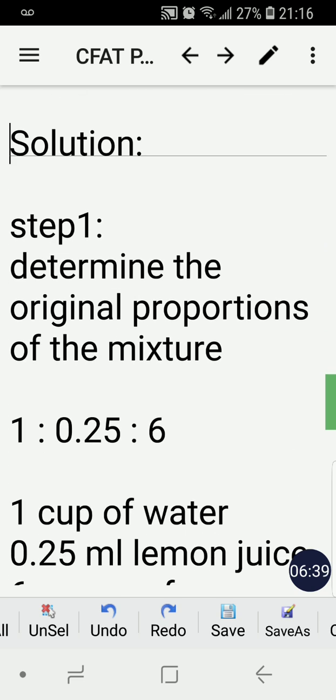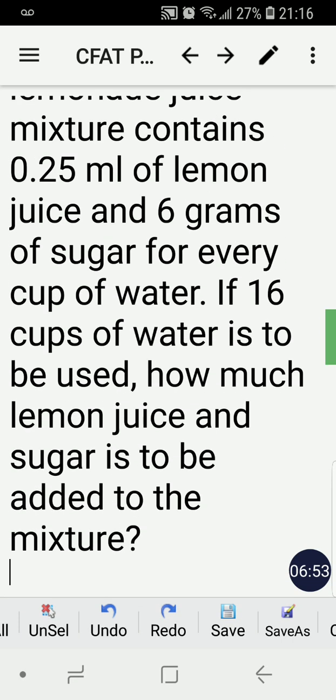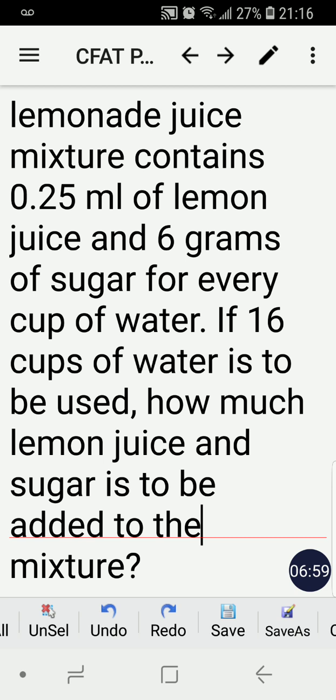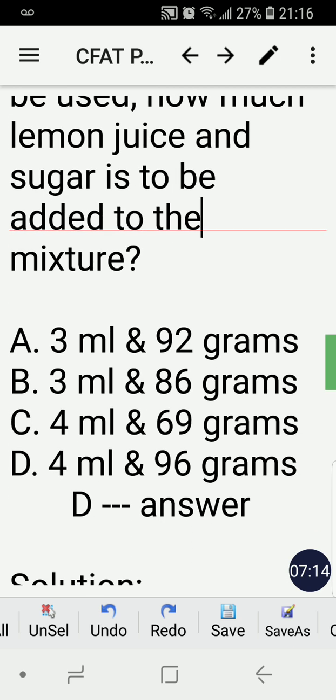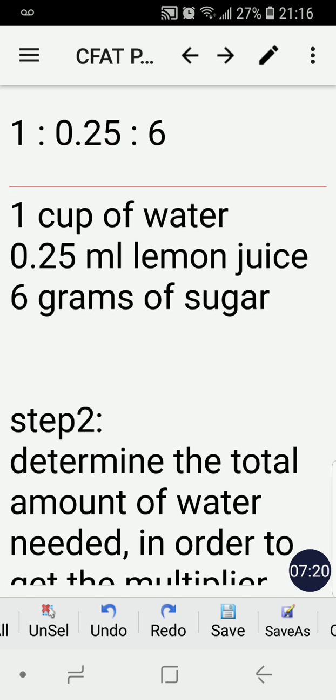Solution. So, step 1, determine the original proportions of the mixture. It says here, the mixture contains 0.25 ml of lemon juice, 6 grams of sugar for every cup of water. So that's 1 cup. 1 cup is to 0.25 is to 6 grams. So that's the proportion of the mixture. That's why we got 1 is to 0.25 is to 6.